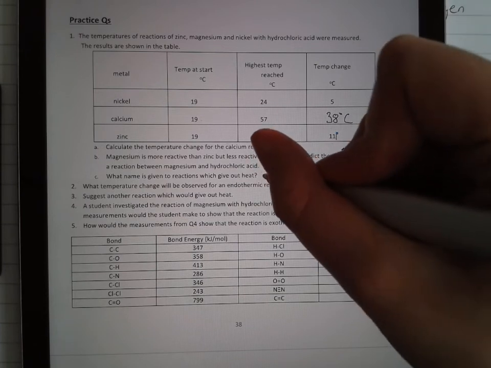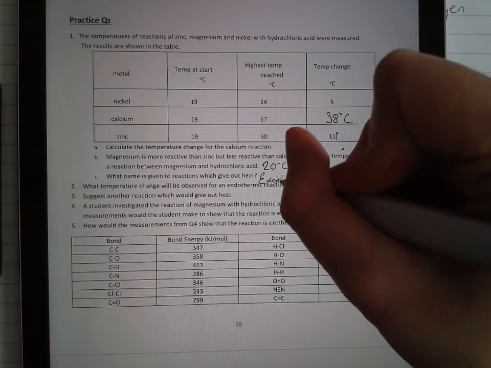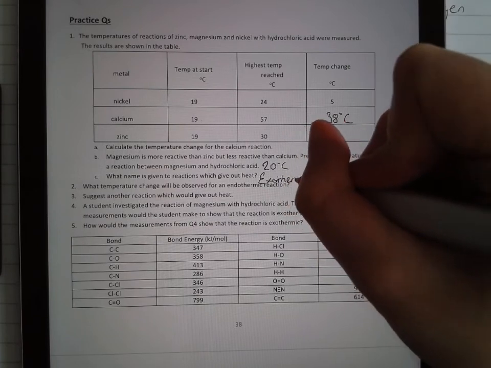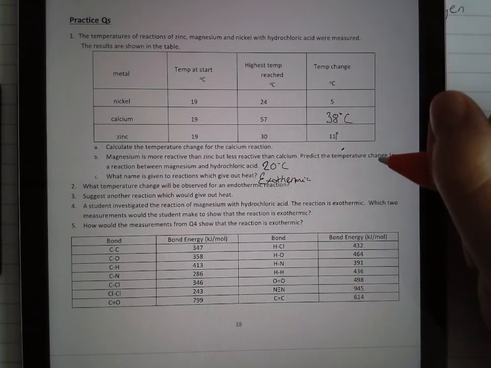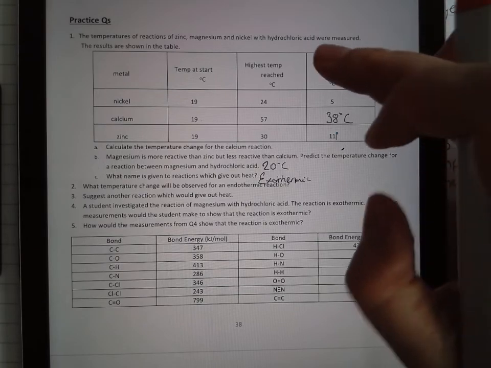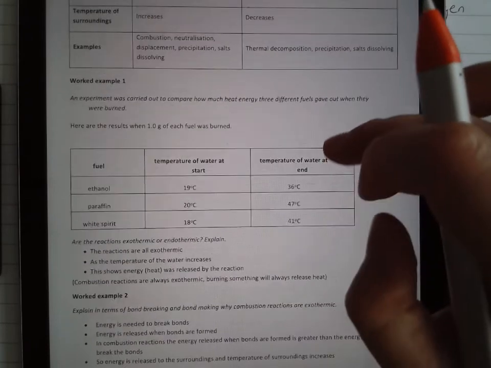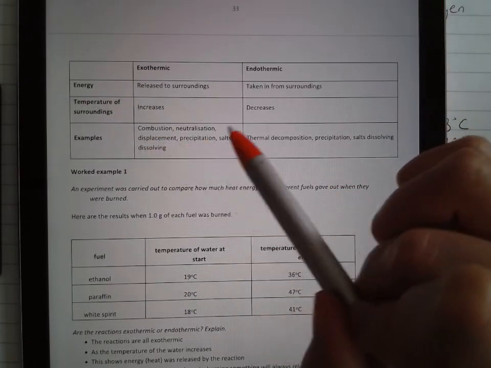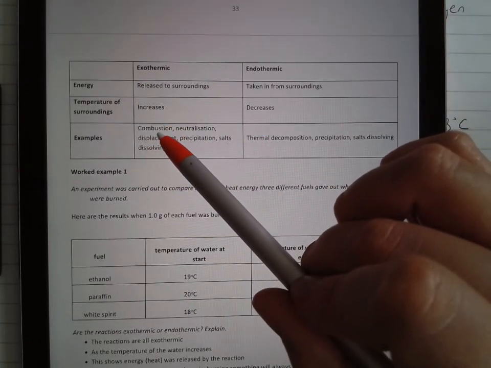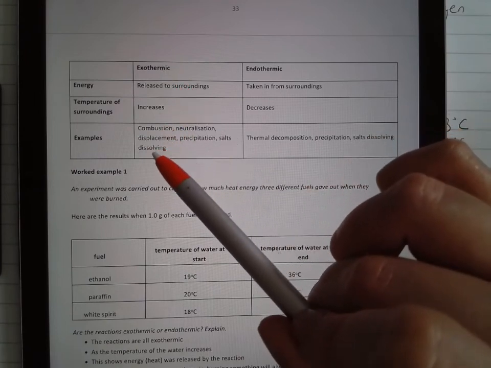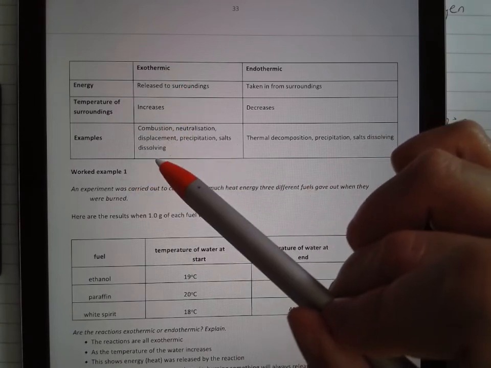Reactions that give out heat are just called exothermic reactions. Exothermic reactions. It's just another reaction which would give out heat. So I have included a list of exo and endothermic reactions further up in your booklet, and that just gives you reaction types in general. So combustion reactions are always exothermic. Combustion is when you burn something. So if you're burning something, you're giving out heat.